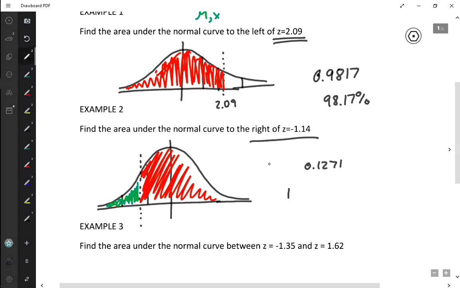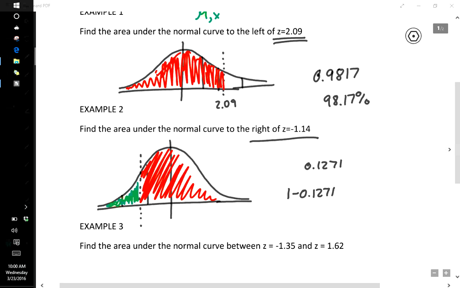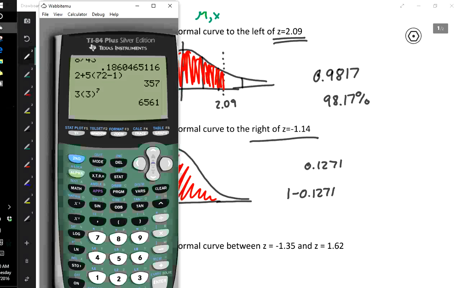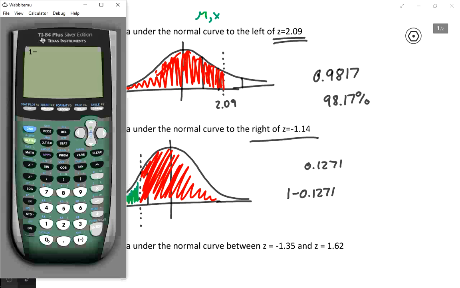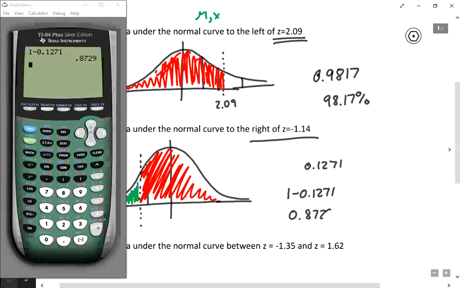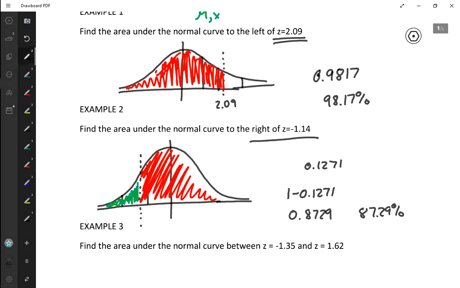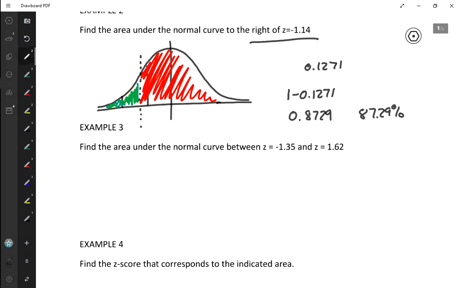So what I'm going to do is 1 minus 0.1271, and I'm getting a value of 0.8729. So 87.29% of the data is to the right of the z-score of negative 1.14. So moving on to our next example.